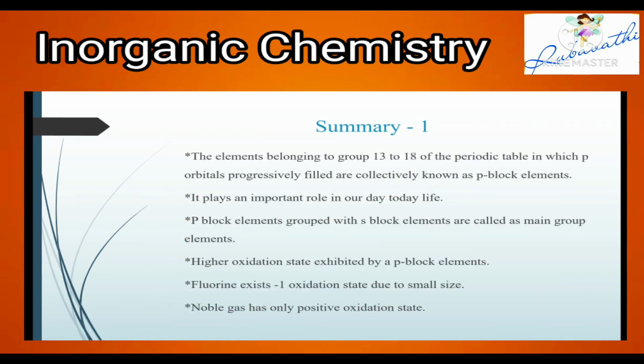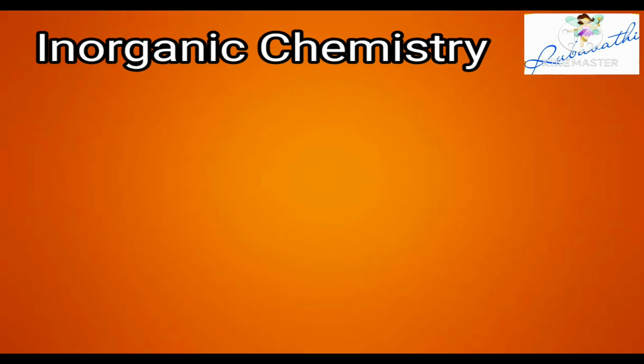Finally, to summarize the presentation, the elements belonging to groups 13 to 18 of the periodic table, in which the p orbital is progressively filled, are known as p block elements. In the p block, as we have up to 6 electrons in the p orbitals, there are 6 groups, that is groups 13 to 18. P block elements play an important role in our day-to-day life. Also, it's the only block which contains metals, non-metals and metalloids.